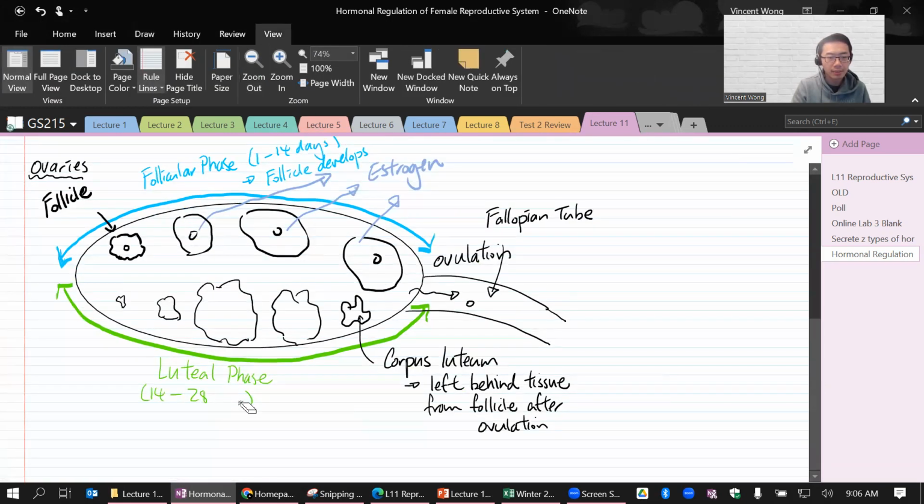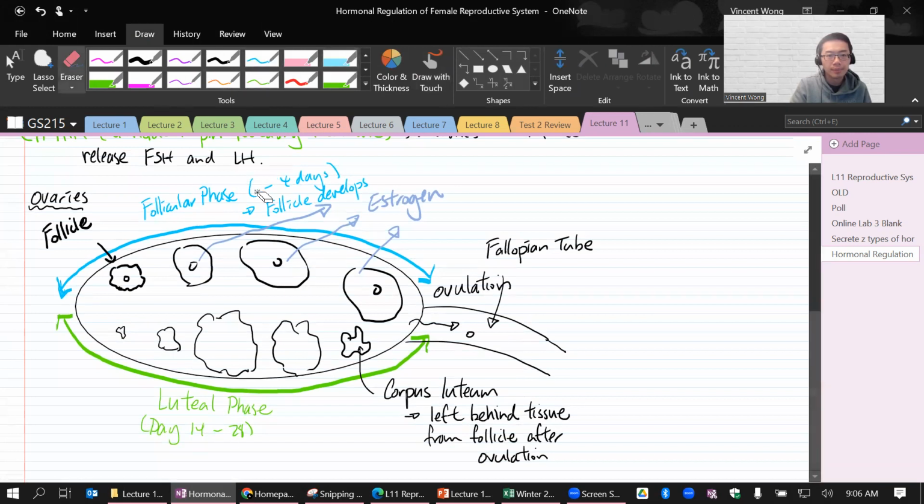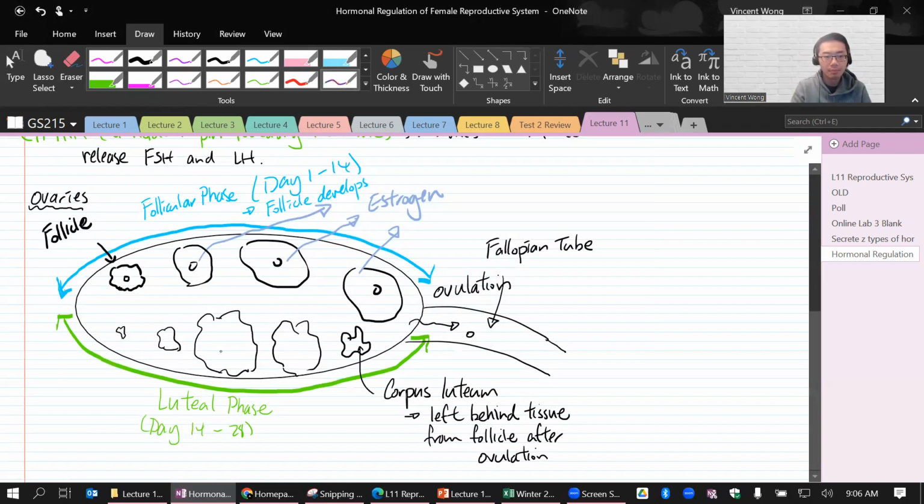I realize that that's not the right way to say it. It's like day 14 to 28. That's probably more appropriate, because the other way sounds like it's going to take 28 days. That's not what I meant. So this is day 1 to 14, and then ovulation would be on day 14, like midway. And we're going to have another hormone produced by the corpus luteum. That hormone is progesterone.